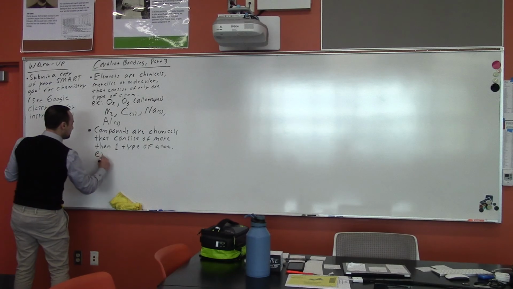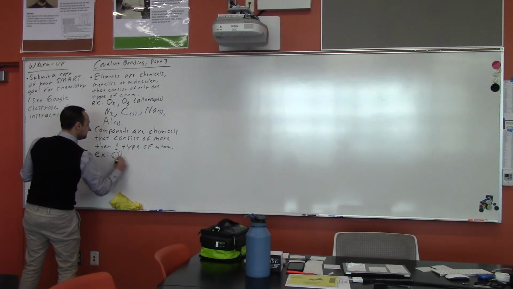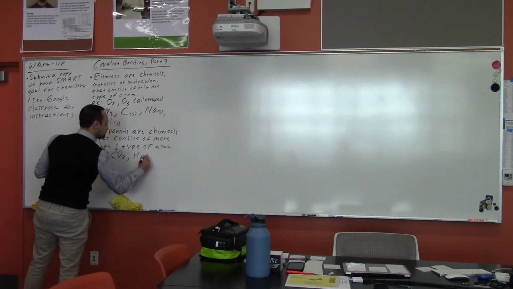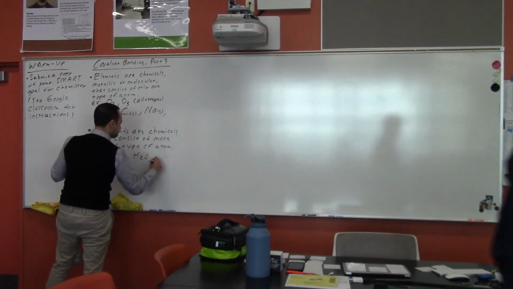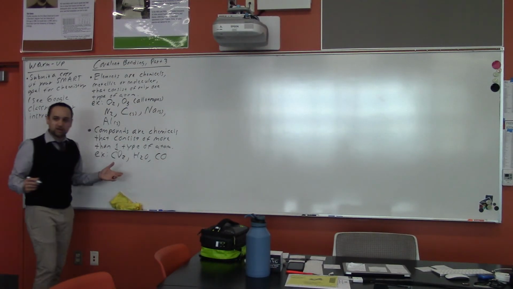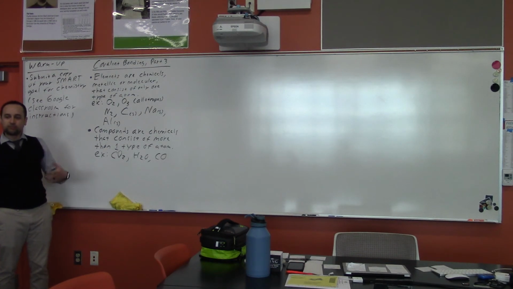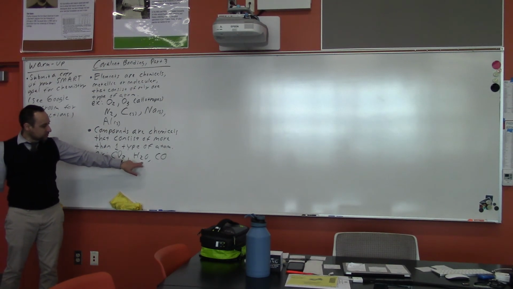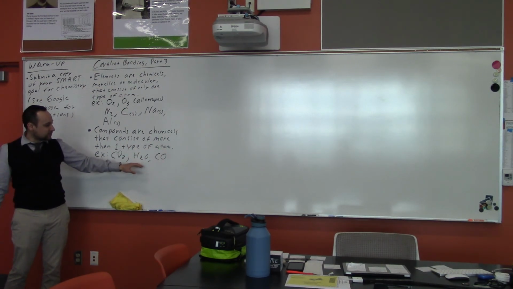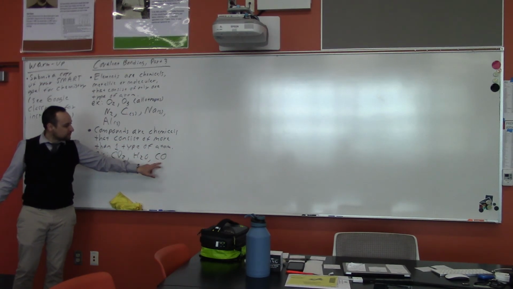Okay, so more than one type of atom. Here are some examples: CO2, H2O, carbon monoxide. Let's just talk about all these chemicals. Carbon dioxide is the stuff that we breathe out. We breathe in oxygen, we breathe out CO2. Water, we've talked about a lot. That's very, very important in so many different ways on planet Earth.